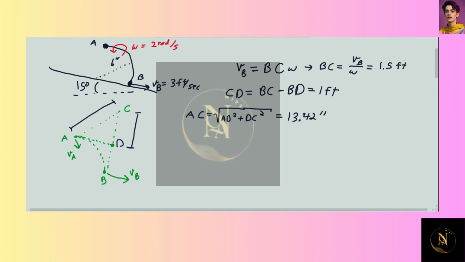Next thing we can do is find that velocity A. The velocity of A will just be omega times that distance AC, where omega was 2 radians per second. The distance was 13.42. And when we multiply these together and then divide by 12 to get into feet, we get about 2.24 feet per second.